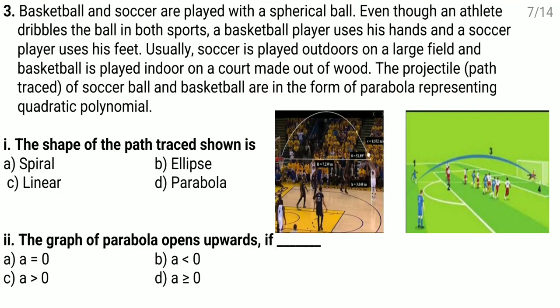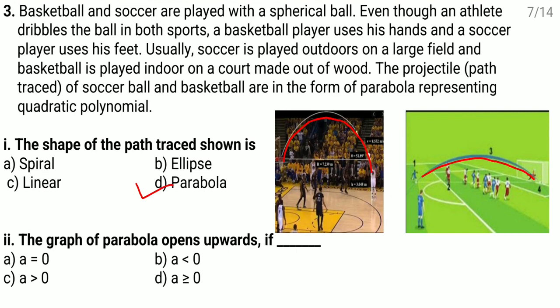The projectile, that means path traced, of soccer ball and basketball are in the form of parabola representing quadratic polynomial. Easily you can make out. See now, here, this is parabola, this is also parabola. The shape of the path traced shown is, definitely the answer is parabola.